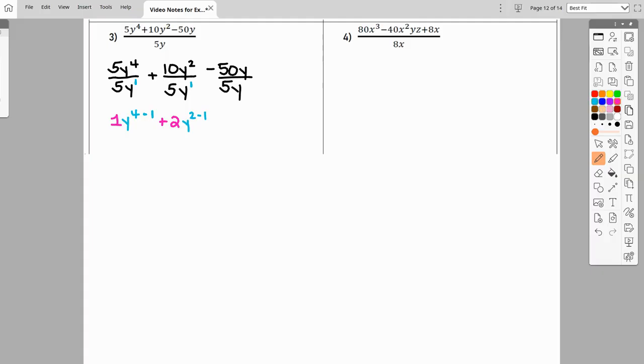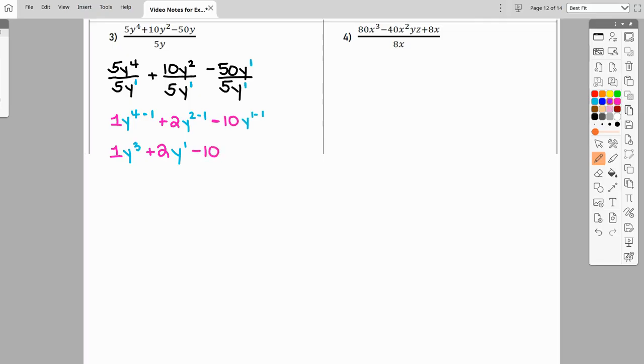Last one, I divide the numbers. Negative 50 divided by 5 is negative 10. Subtract the exponents here. In the numerator, you have an exponent of 1. In the denominator, you have an exponent of 1, so we do 1 minus 1. Simplifying our exponents, we go ahead and get 1y to the third as our first term, plus 2y to the first power as our second term. And the last term is going to go ahead and just be a negative 10.